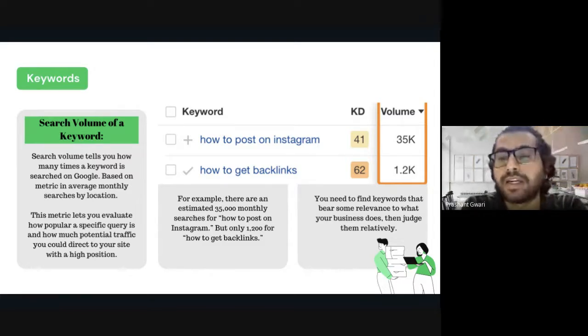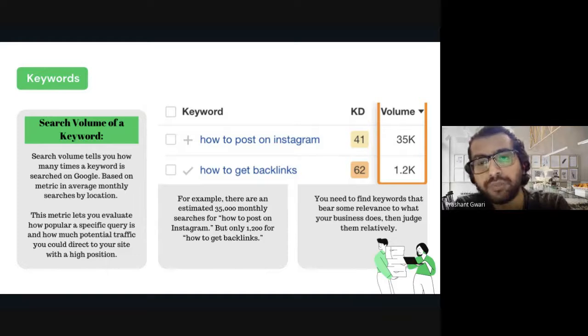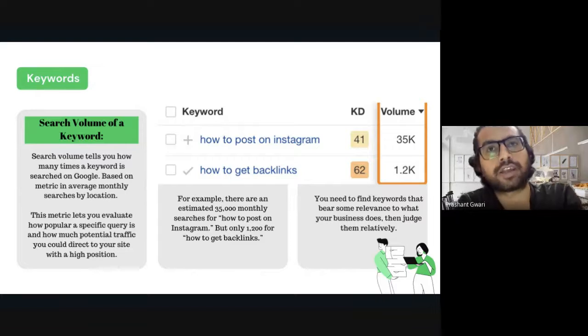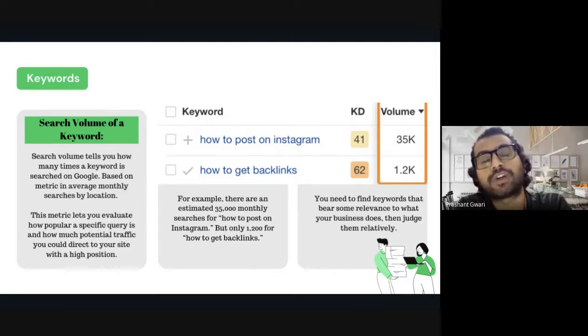So it's not always about search volume, it's also about the relevance of the keyword that is important. So first you will check the volume, and then you will check the relevance. Is it actually related to your content or not? If it is, then use it. If not, then target and research a keyword which is related to your business category.